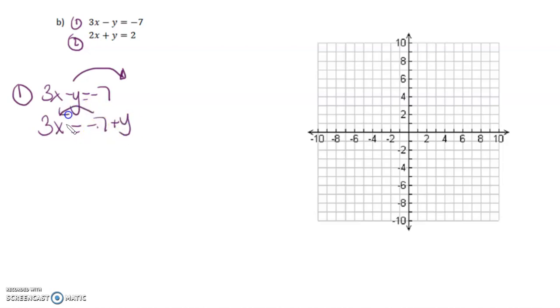Take this -7, bring it to the other side. I get 3x plus 7 equals y. This is in y equals mx plus b form. So the slope is 3 and the y-intercept is 7.